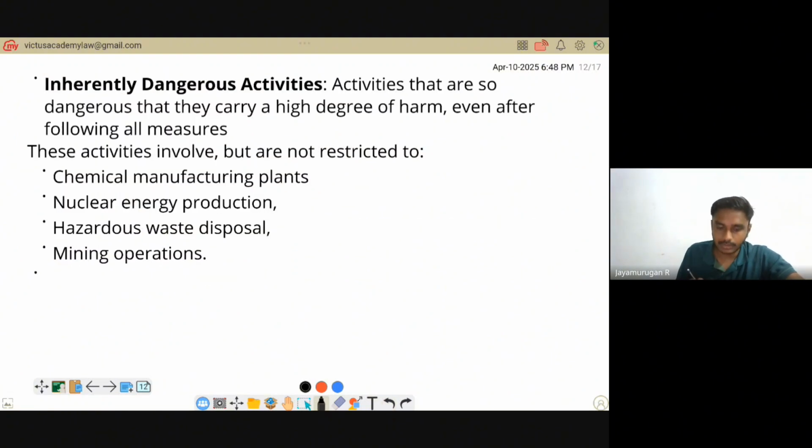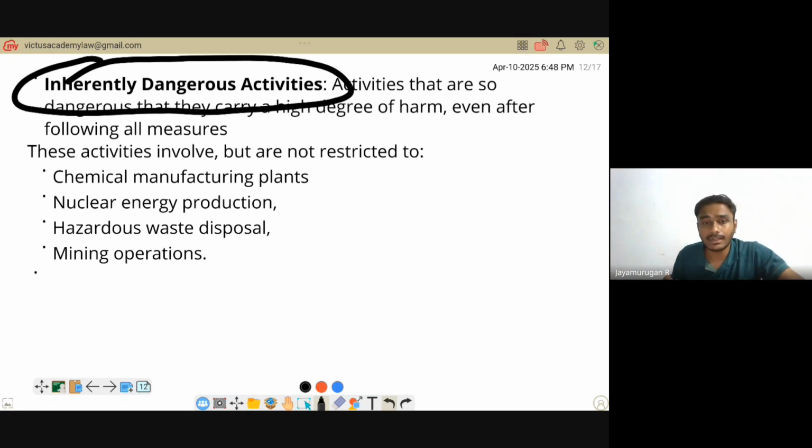Now, third, there must be an inherently dangerous activity. It must be an inherently dangerous activity. In the example of the Bhopal gas tragedy that we have seen, they were dealing with an inherently dangerous gas, methyl isocyanate. So what happens if the tortfeasor is dealing with an inherently dangerous activity? Then absolute liability can be applicable.